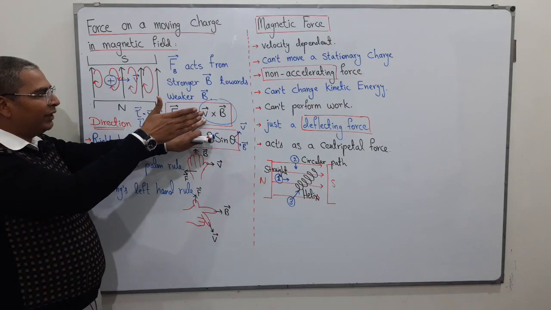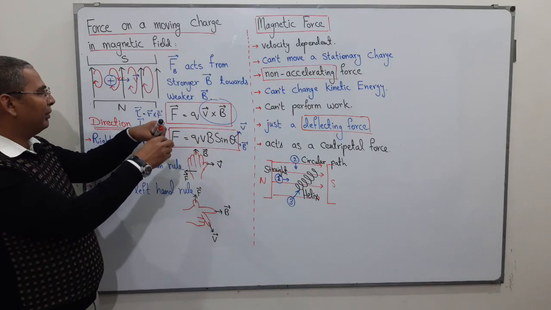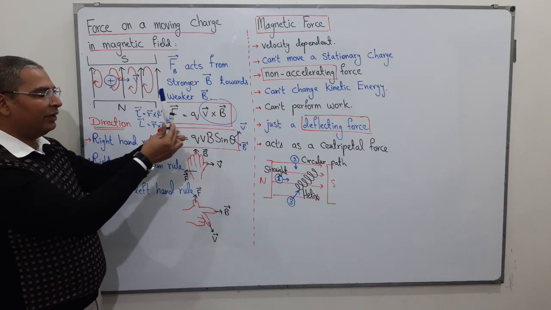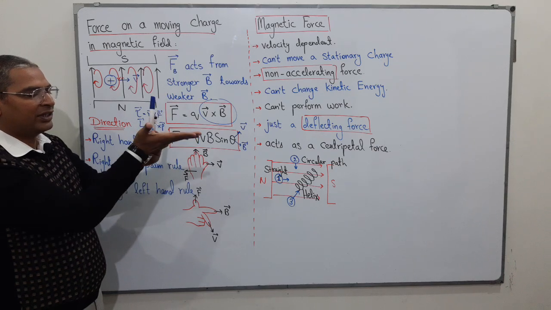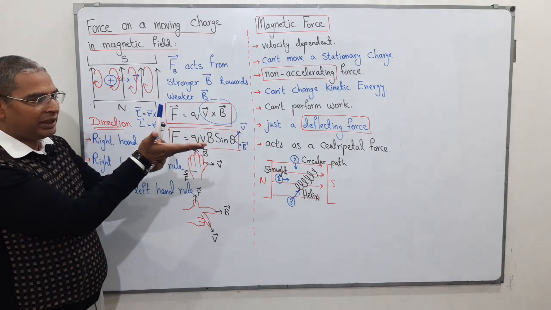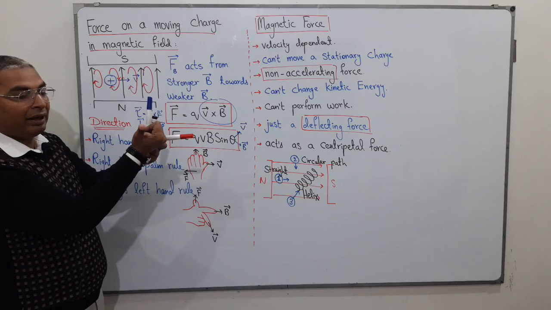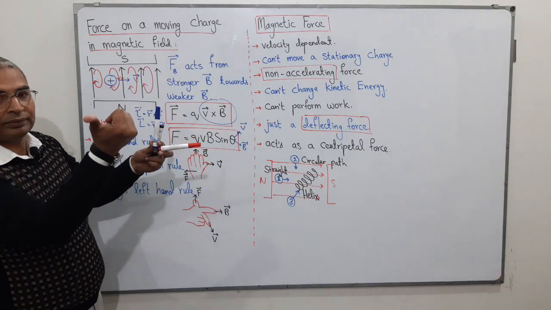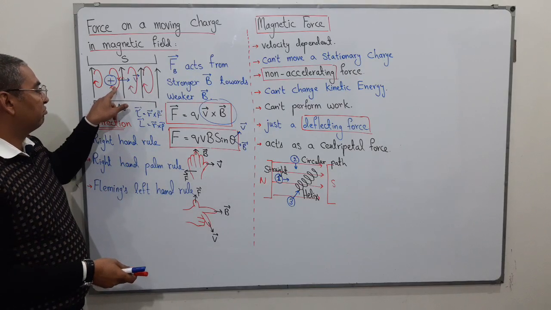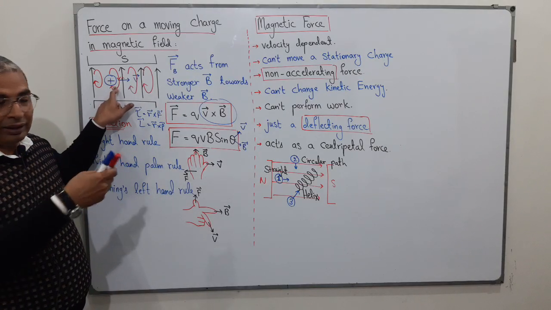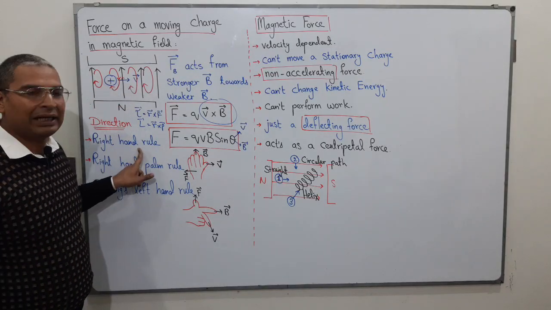And rotate your fingers through the shorter angle towards the next vector. Magnetic field lines are upward, velocity was in this direction, so I will align my fingers first towards the velocity and then curl them towards the magnetic field line. Thumb indicates out of the board. Hence, the magnetic force is towards out of the board, towards the reader. So this is the right hand rule.